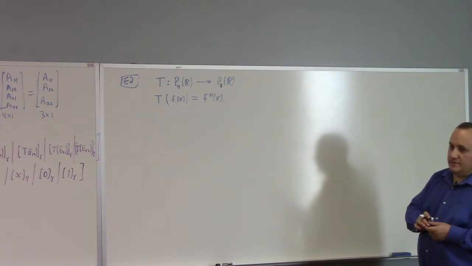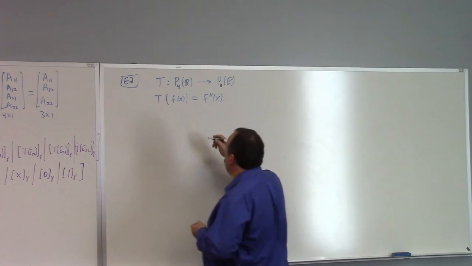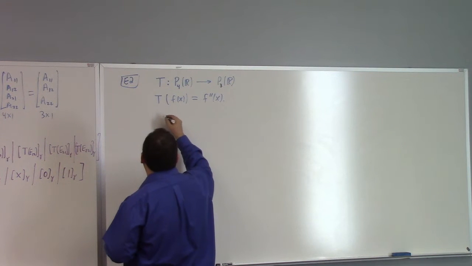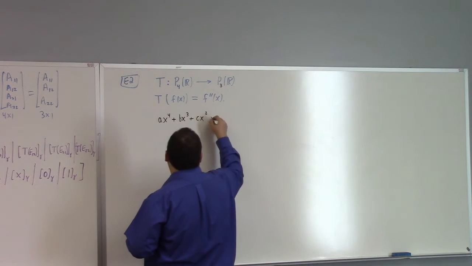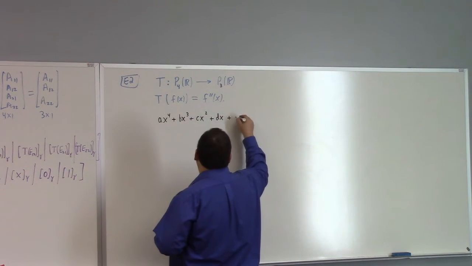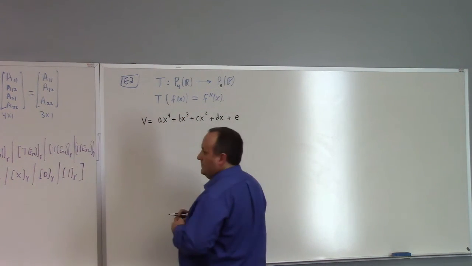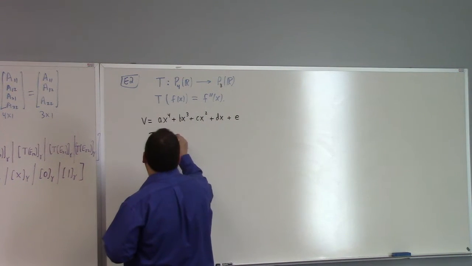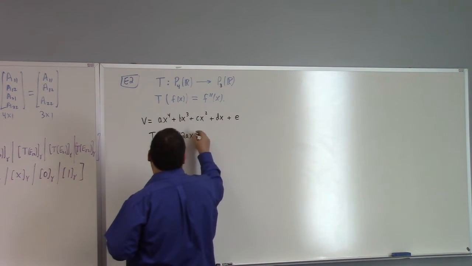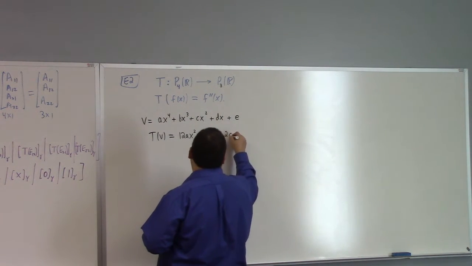So what I do is I say, okay, basically we have ax to the 4th plus bx cubed plus cx squared plus dx plus e. That's my vector input. I'll call it v. So then T of v is 12ax squared plus 6bx plus 2c.